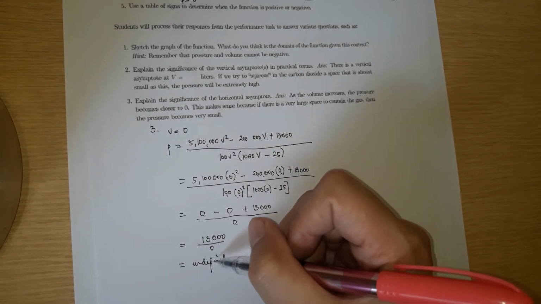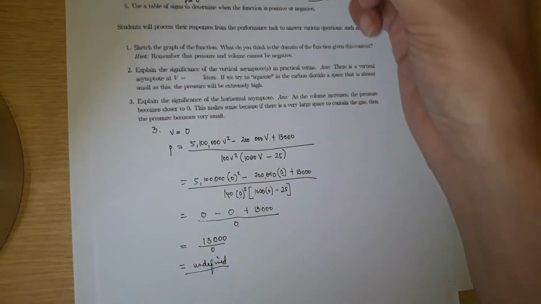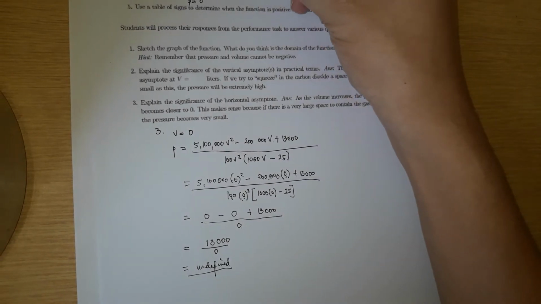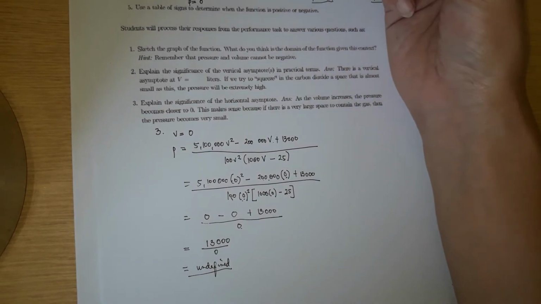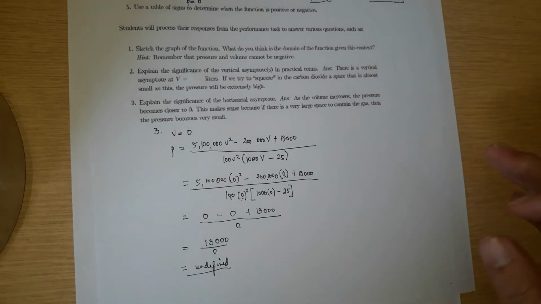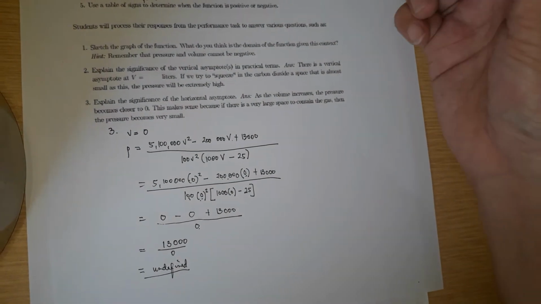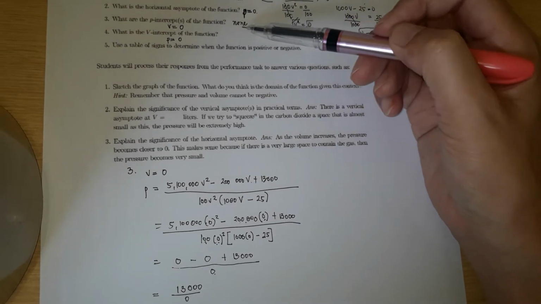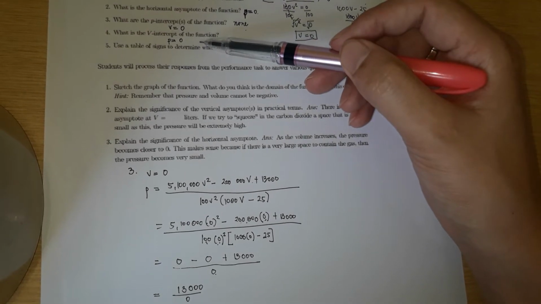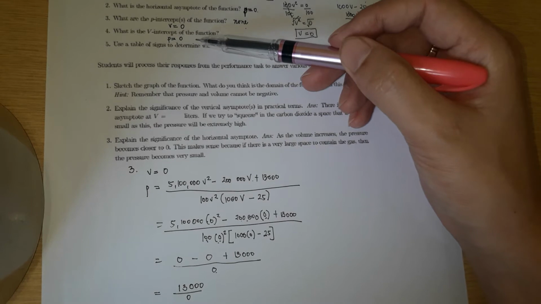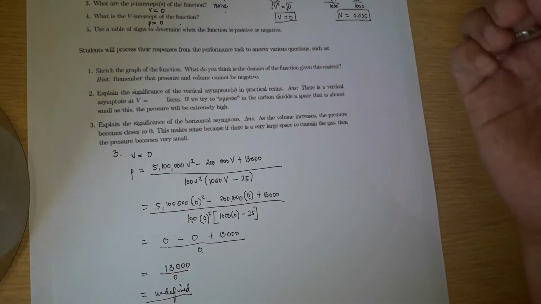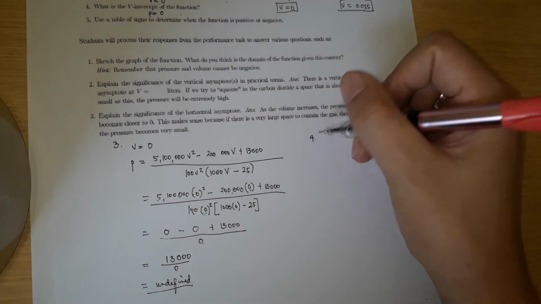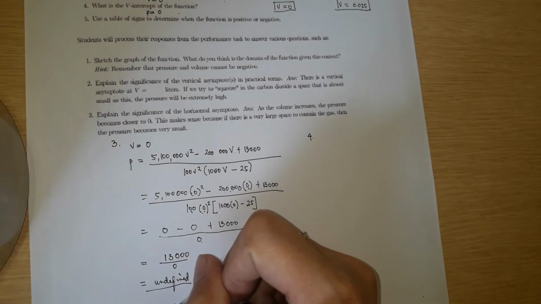undefined. Kasi undefined siya, ibig sabihin ang p-intercept is none. There is no p-intercept. Number 4, we're going to identify now the v-intercept. So the p-intercept is none. The v-intercept is, we're going to solve it using p is equal to 0. So number 4, so none ang p-intercept.